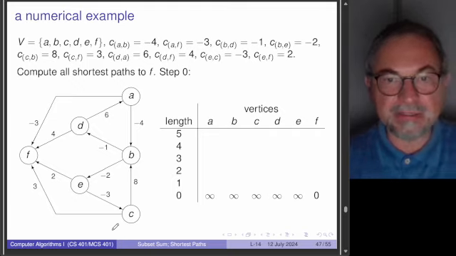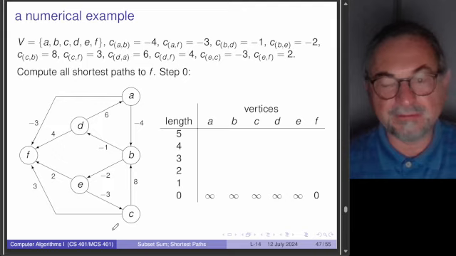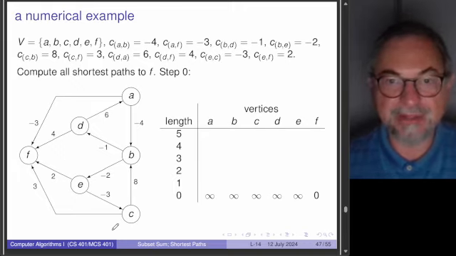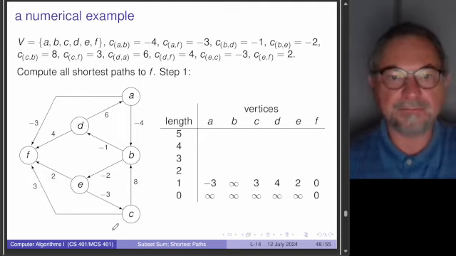And we initialize, so the last column has our destination, vertex F. There, of course, a path of length 0 gives you cost 0. But if you don't have any edge, then the cost is infinity. Okay, so this is the initialization. Let's now go through the algorithm.